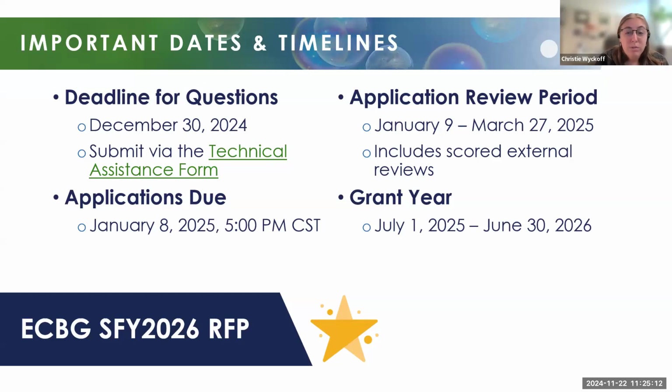The application review period will be January 9th through March 27th. This includes scored external reviews, and then also working with the team at the Department of Ed to review with the KPP applications. And then the grant year, if awarded, will be July 1, 2025 through June 30th, 2026.